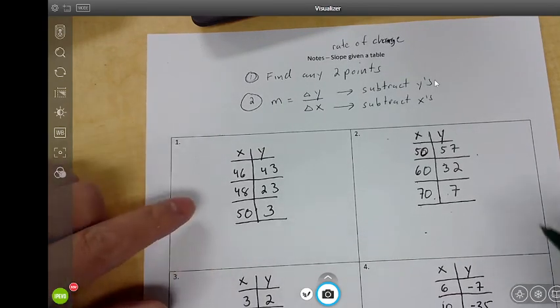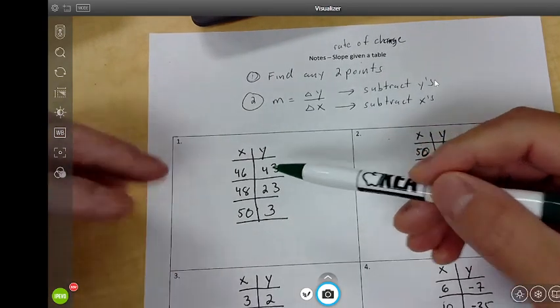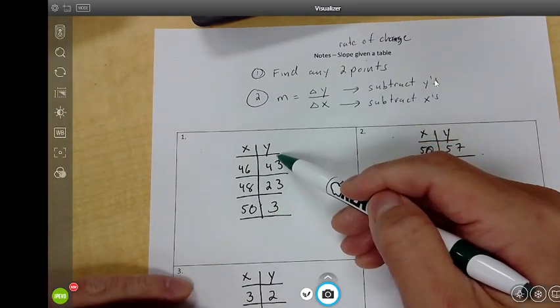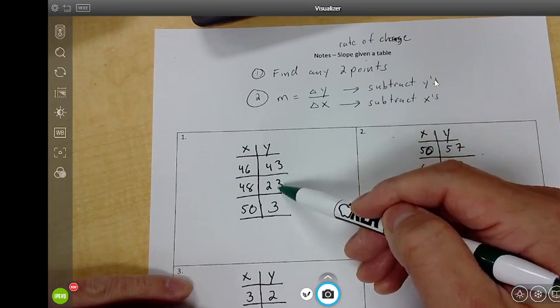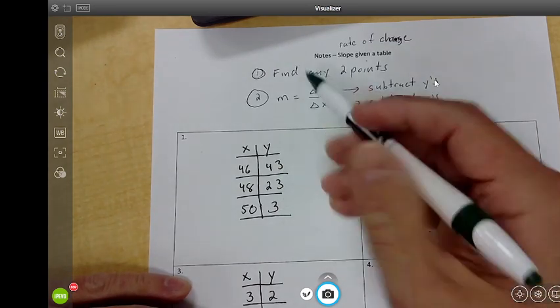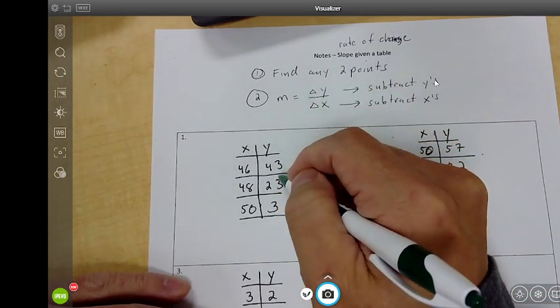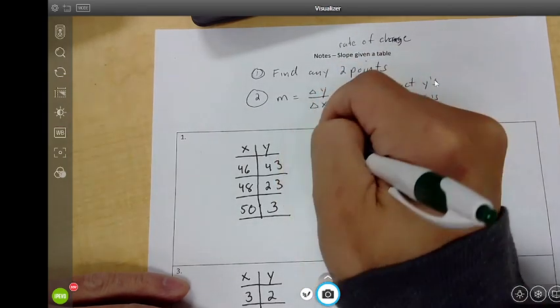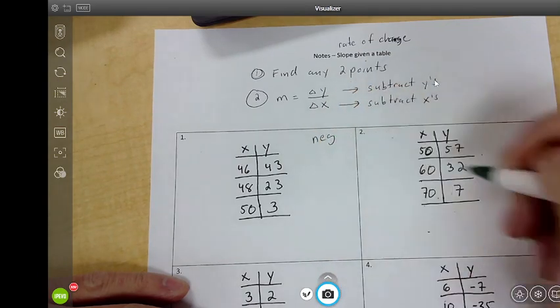So if I look at the table, IXL will give you a table and it's just going to want the slope. First thing you have to decide is look at the y. As you go down the table, is y getting bigger or smaller? Right? As you go down, it's getting smaller. Okay, so since y is getting smaller, this is going to be a negative slope.